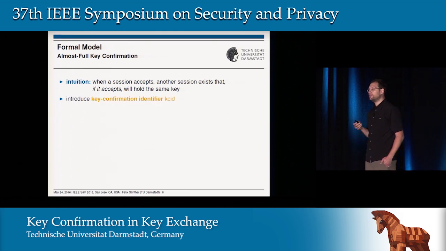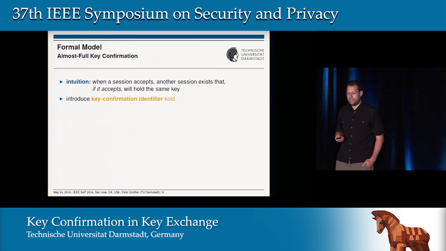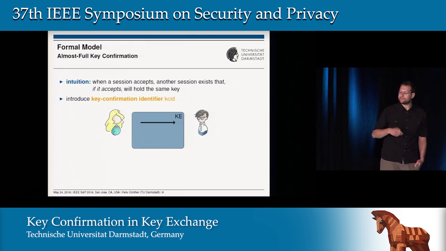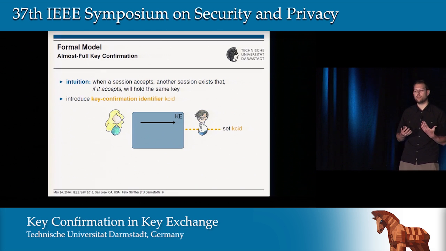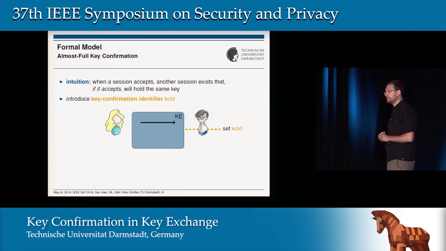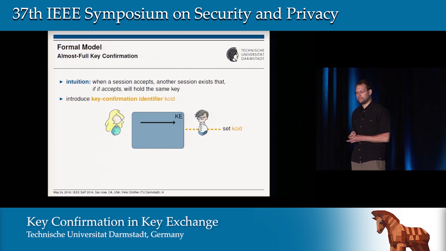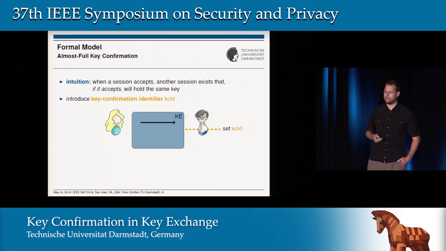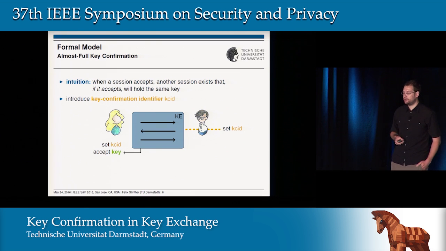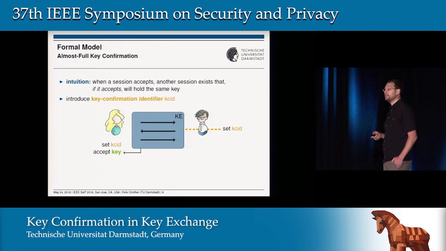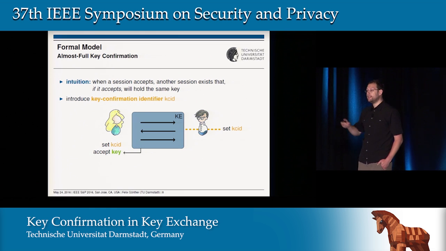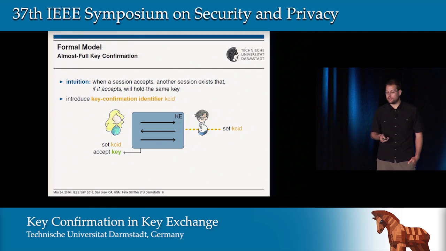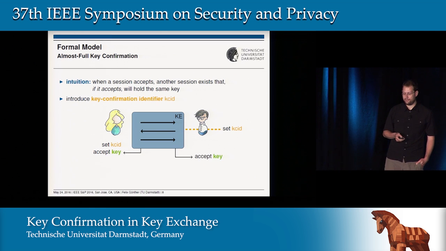And for this, we introduce a technical helper tool, which we call key confirmation identifiers, and which work as follows. Let's look at this example. So let's say Alice sends a message, and then this provides some agreement already, which allows Bob to set a key confirmation identifier. I will show you in a second how this then works out in the formalization. Then Bob responds, which makes Alice also set this helper tool, the key confirmation identifier, as well as accept the session key. And then if Bob receives Alice's last message, he will also accept with the key.